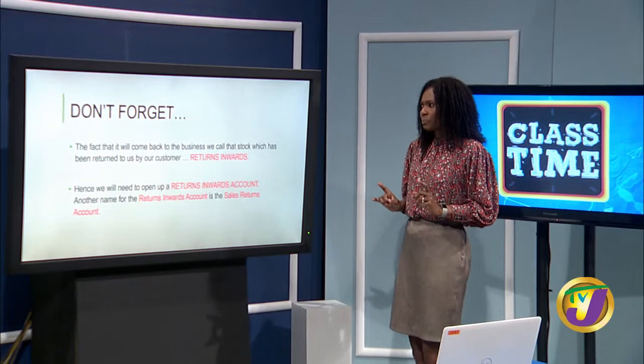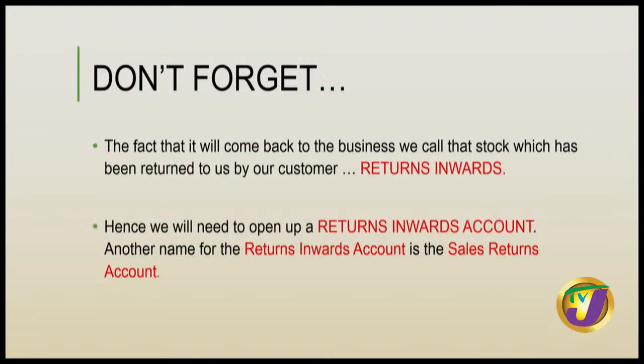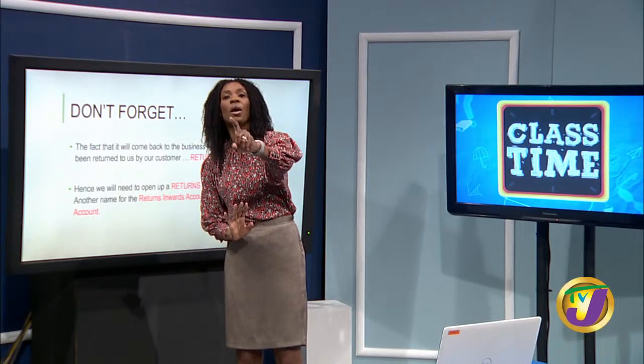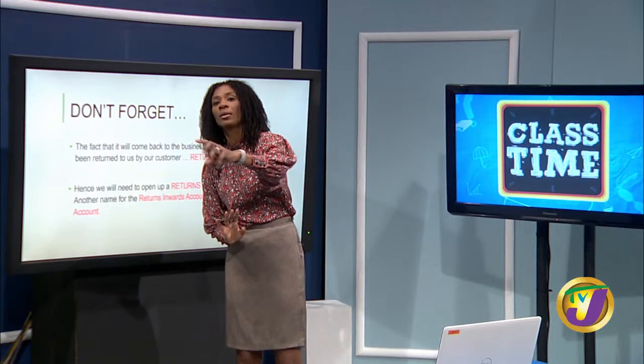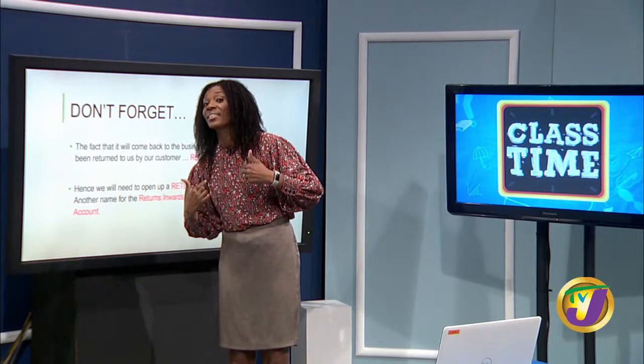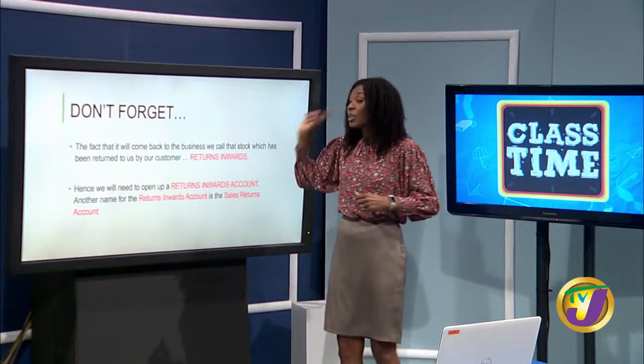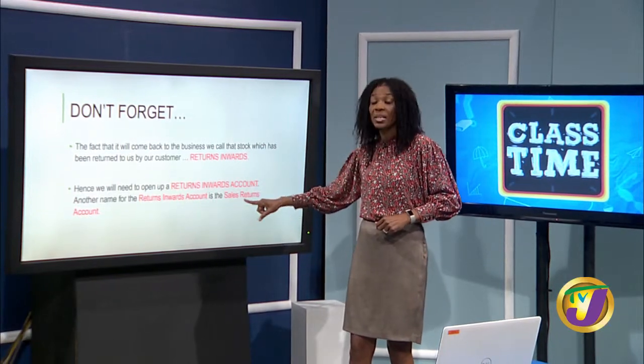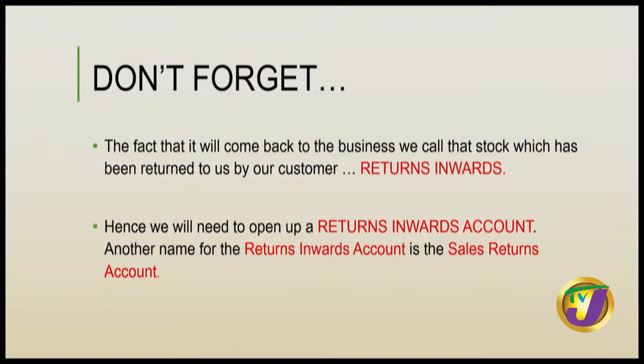Now, don't forget that the fact that the goods come back to the business, we call it returns inwards. Hence, we will need to open up a returns inwards account. And another name for the returns inwards account would be what, students? Let me hide it. When we bought the goods and we returned it to our suppliers, we called it what? Purchases returns, don't it? So what do you think we're going to call this one if we sell the goods and the customer carry it back to us? A sales returns. Good. So another name for the returns inwards account is the sales returns account. Don't forget.